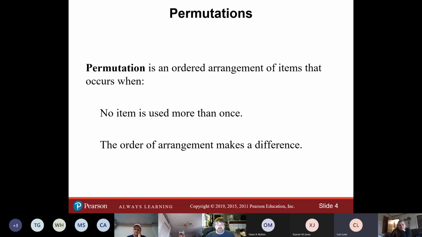So we're going to have some vocabulary here. A permutation is an ordered arrangement of items. This happens if you don't use any item more than once. You can't double count anything. And the order of arrangement makes a difference.